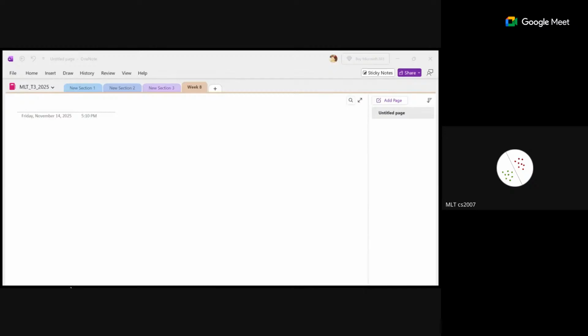I was told that decision functions of Naive Bayes has not been done from that part. So we'll start from there and then we will do some problems. Okay, so we have to look at decision functions of Naive Bayes, right?